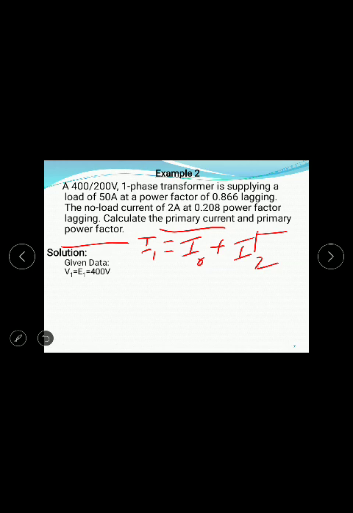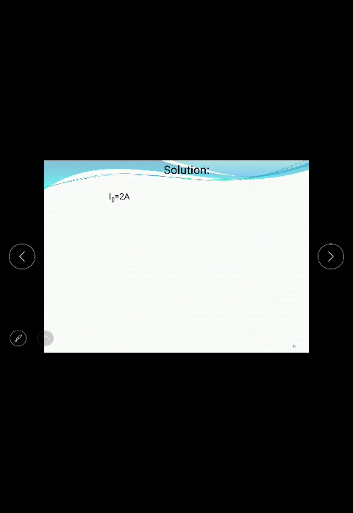See here, the solution given data: V1 is equal to E1, that is 400 volts. E2 is 200 volts. I2 is 50 amps. Cos phi 2 is 0.866 lagging. So here I0 is 2 amps. Cos phi 0 is 0.208 lagging. Phi 2 is cos inverse of 0.866, that equals 30 degrees. Sin 30 is 0.5 and phi 0 is cos inverse of 0.208, that is 78 degrees. Sin phi 0 is 0.978.